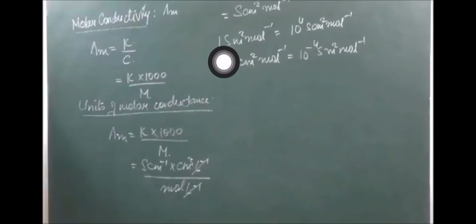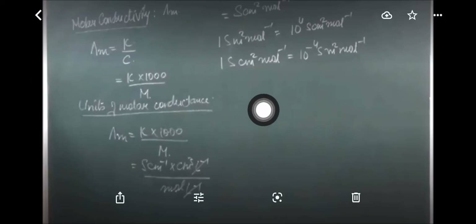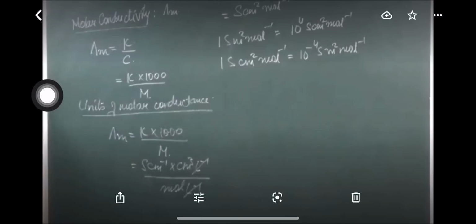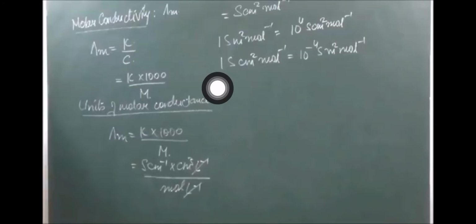If we go opposite to this, then what will we get? 1 siemens centimeter square mole inverse is equal to 10 raised to 4 siemens meter square mole inverse. Okay, so this is the introductory portion, that is what is cell constant, that is G star, that is length upon A.